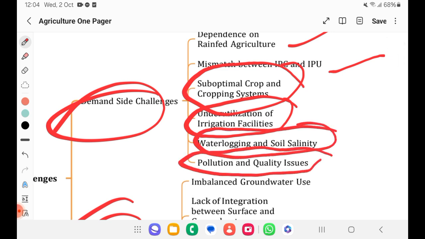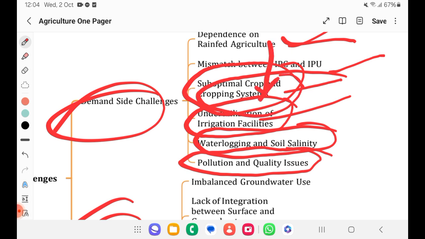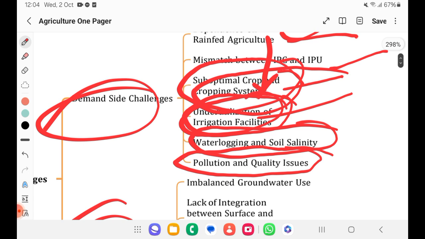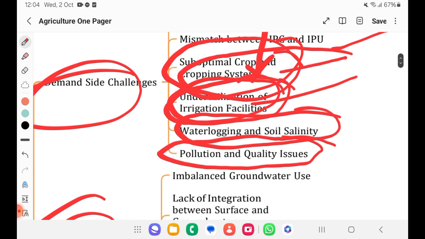So you don't need to write every point here. You can easily write: one is urbanization, dependence on agriculture. You can write suboptimal crop and cropping system, because when you say agriculture, you can easily mention crop. Then you can also mention irrigation facilities, and we have pollution and quality issues.